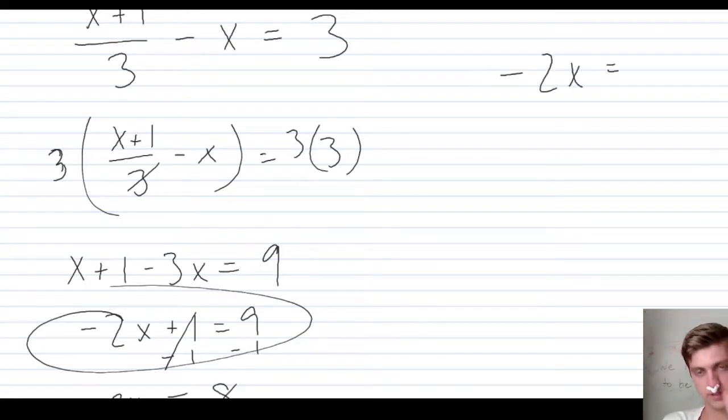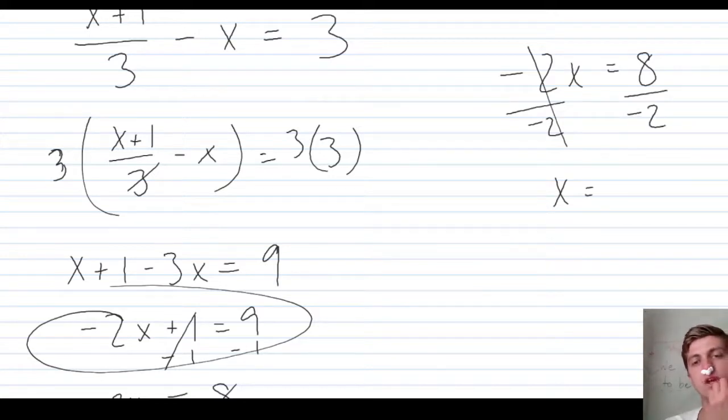Negative 2x equals 8. How do we undo multiplication by negative 2? Divide by negative 2. Cancel, we're left with x. What we do to one side, we'll do to the other. What's 8 divided by 2? 4. We have an odd amount of negatives, so negative 4.